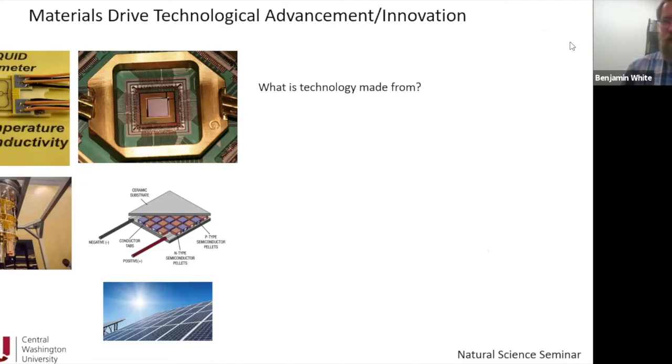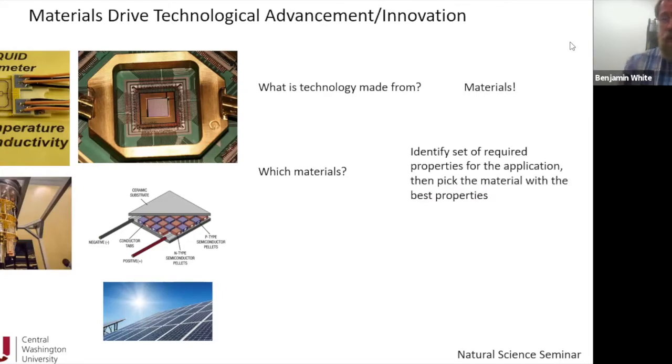That's a simple question, but it actually has a lot of complicated answers. One oversimplified answer might be, well, we make them out of materials. And if we make them out of materials, which materials do we choose? Well, that really depends on the technological application we're working on. So given a particular application, we identify a set of properties that our material has to satisfy, and then we pick the one that satisfies those the best, and often has the best properties available to us.